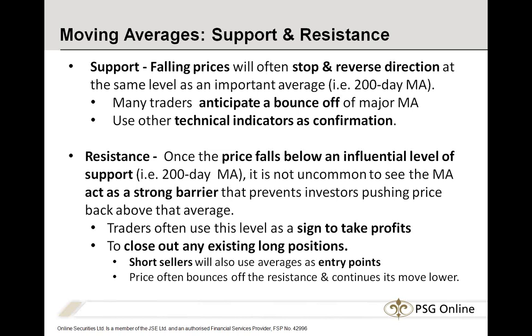But also on the other side of the equation, resistance: once the price has fallen below an influential level, or support, again, like the 200-day moving average, you'll see that this will act as a very strong barrier. Okay, so previous support will become resistance, same thing here. So this is where you'll take your profits or close out your long positions. Short sellers on the other side would enter a trade at these levels.